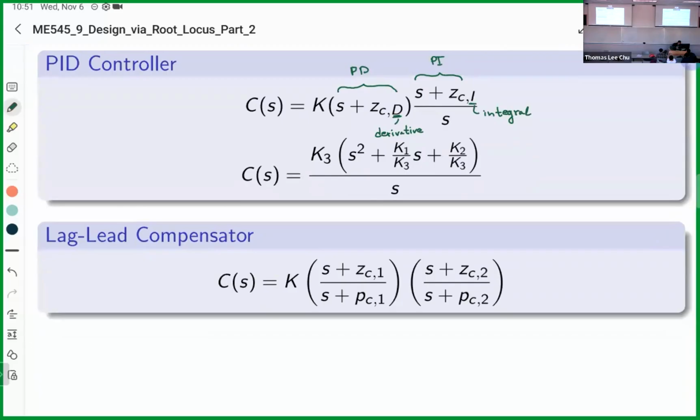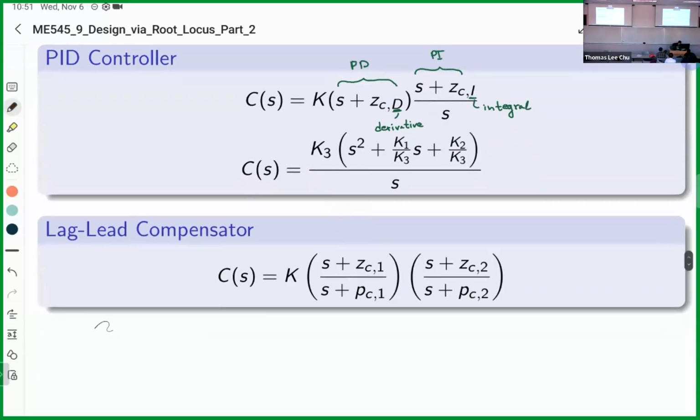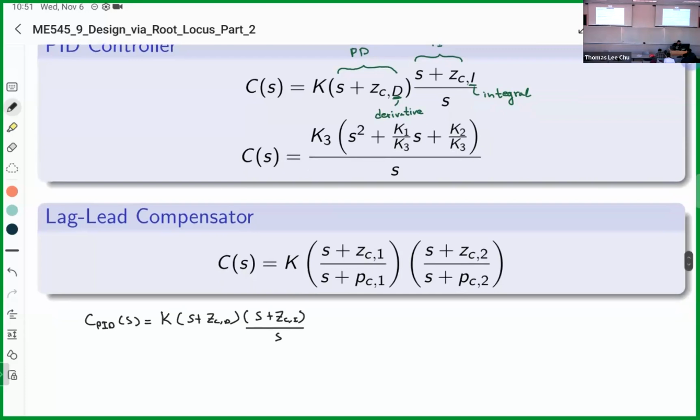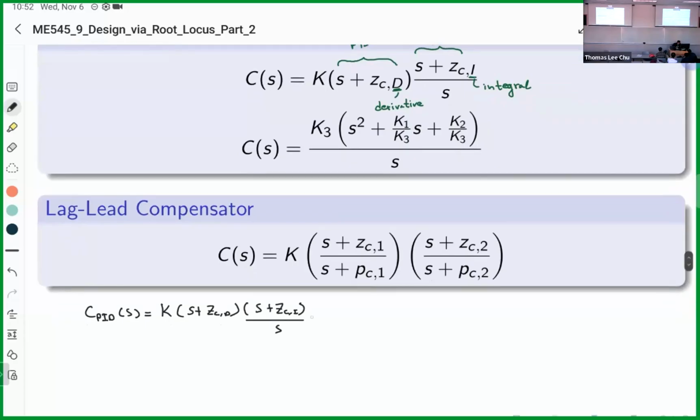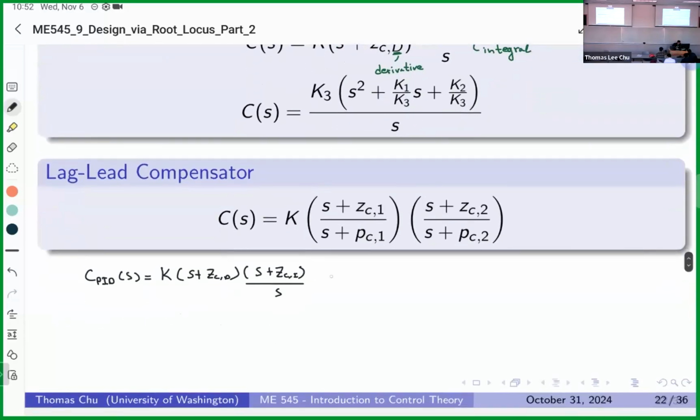All right, so when I multiply out this PID controller, so maybe I'll write C PID so you know it's the PID controller I'm talking about, and multiply by K times (S plus ZCD) times (S plus ZCI) divided by S. ZCI is going to be close to the origin because that's our PI characteristics. And ZCD is chosen based off of the root locus shape we want. Then we can multiply everything together and pull out the 1 over S.